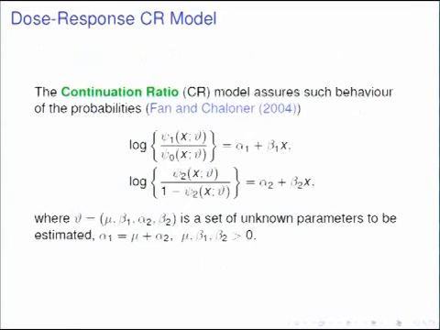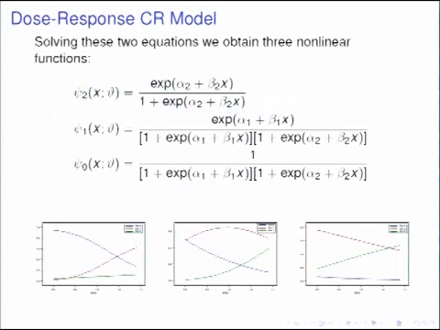The continuation ratio model, that's what I will look at. That's the model here. You can see it with some parameters. And when you solve this model with respect to the probabilities, you get such nice nonlinear formulae, which give us the shapes of these curves of the probabilities of responses. So they depend on some parameters, alpha 1, beta 1, alpha 2, beta 2.